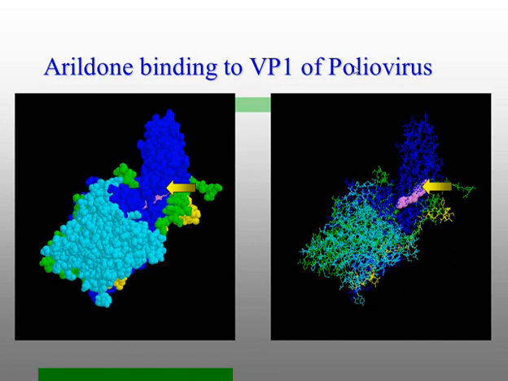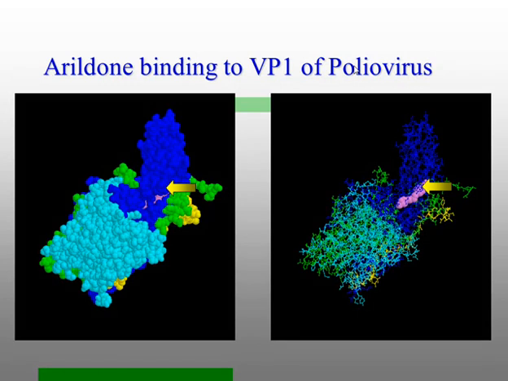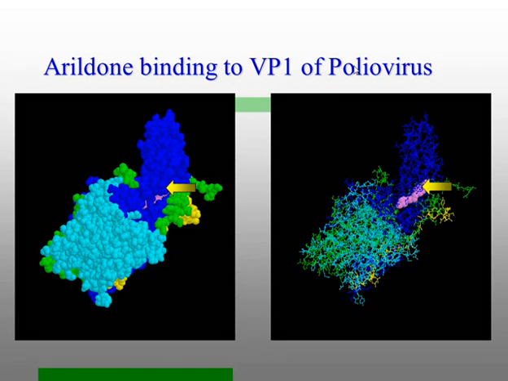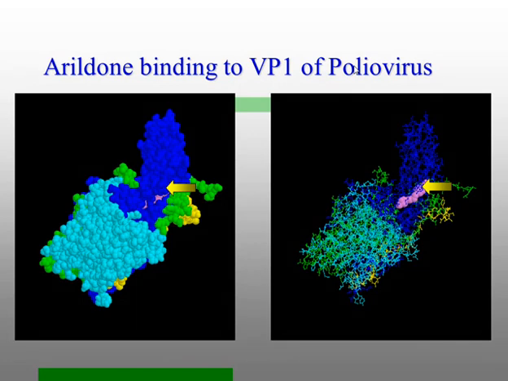This is poliovirus, classic picoRNA virus. This is the drug right here binding to the VP1 protein. VP1 is one of the three proteins making up each of those triangular faces of the icosahedron. That's where you have the binding to the poliovirus receptor. That's right where you have your threefold axis of symmetry.